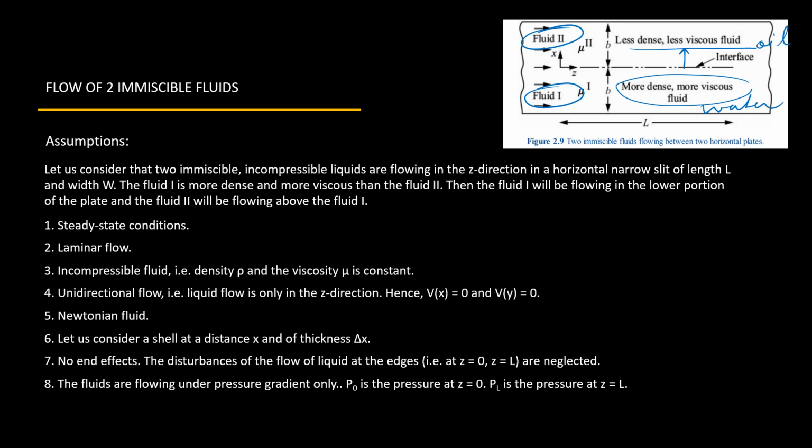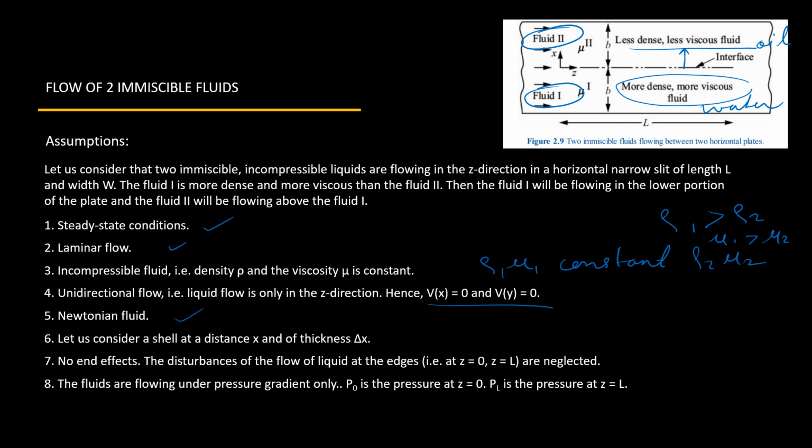Now, steady state condition, laminar flow, incompressible fluid, therefore density and viscosity will be constant for fluid 1 and constant for fluid 2. That is rho 1, mu 1 will be constant and rho 2, mu 2 will be constant. But rho 1 is greater than rho 2 and mu 1 is greater than mu 2. Now unidirectional, fluid will be only flowing in z direction. Therefore Vx and Vy is equal to 0.